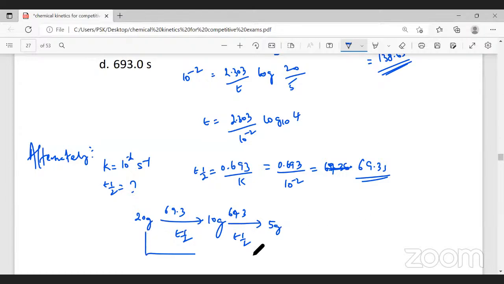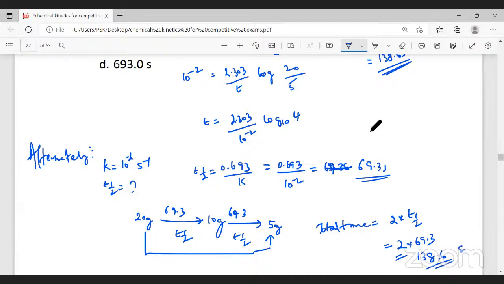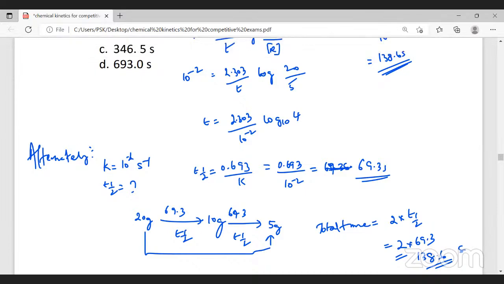So the time required to decrease the concentration from 20 grams to 5 grams will be twice the half-life period. It will be 2 into 69.3, again 138.6 seconds. It's all the same. You can see the answer is the same in both ways. Whichever way is comfortable for you, you can work. Follow this.